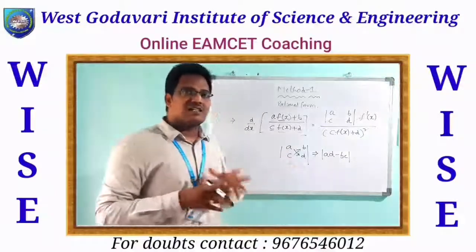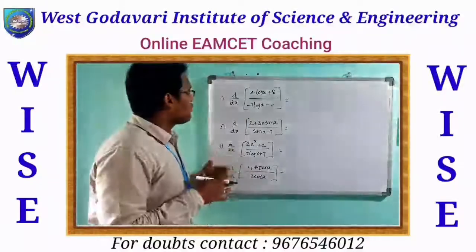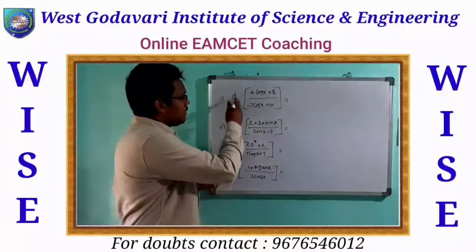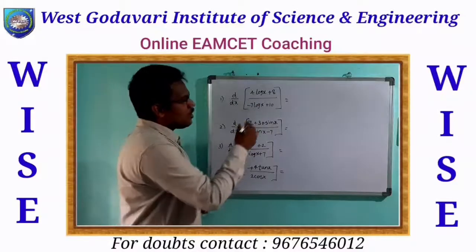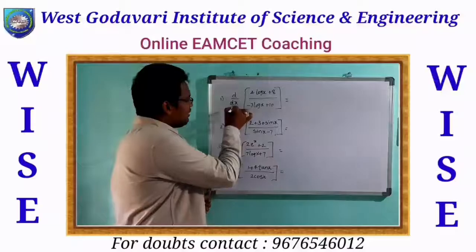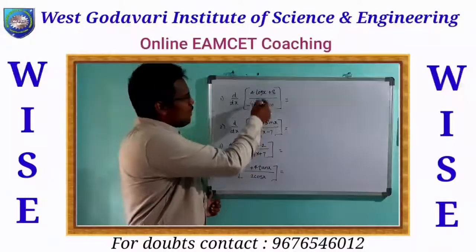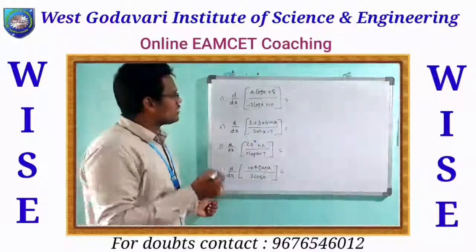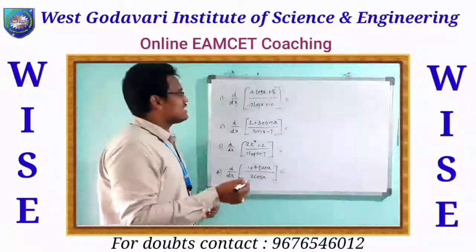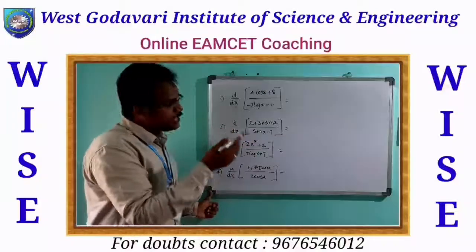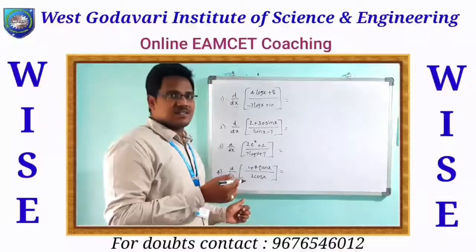Let us see some examples regarding this concept. Now see the first problem of this concept: d by dx of (4 log x plus 8) by (minus 7 log x plus 10), derivative with respect to x. This is in the form of rational, so we are going to apply the shortcut method, that is, the determinant of the coefficients into f dash of x by (c into f of x plus d) whole square.